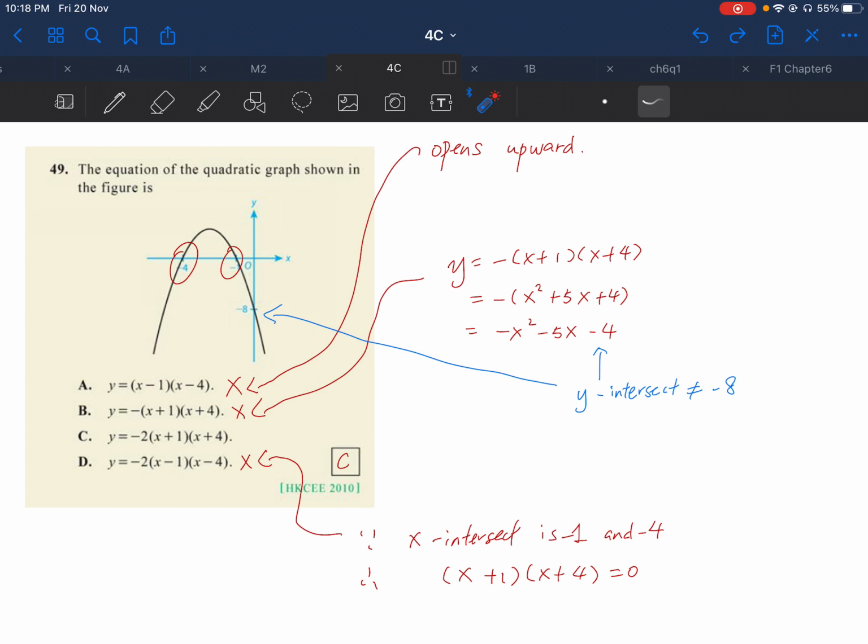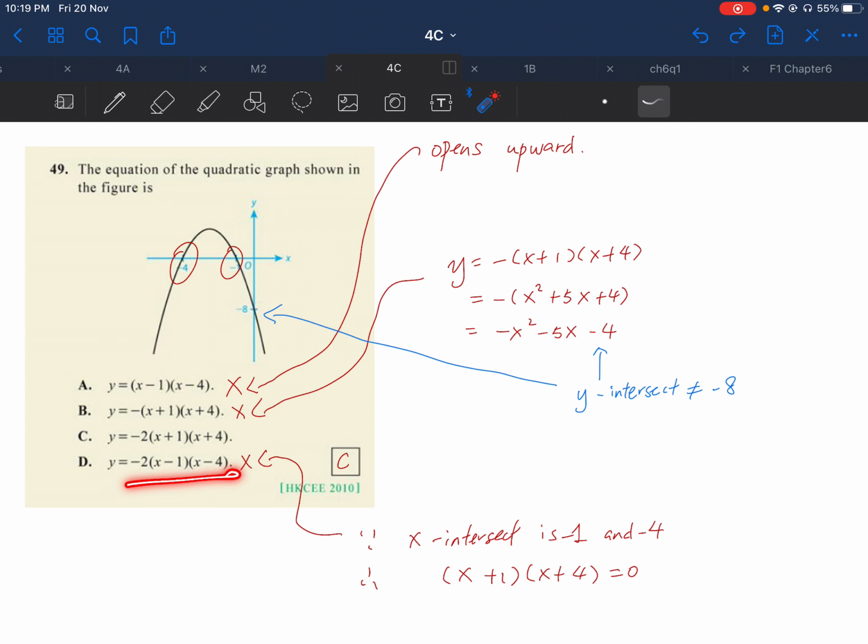For A, the graph would be opening upward, but the graph is opening downward, so A is wrong. For the second one, if you solve for the y-intercept by making it into general form, it's going to be 4. So B is wrong.